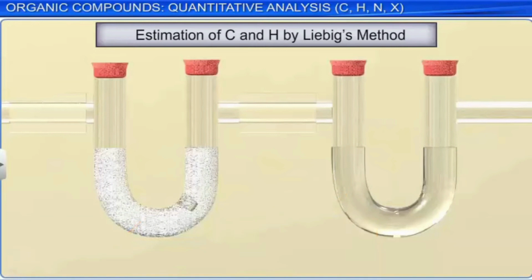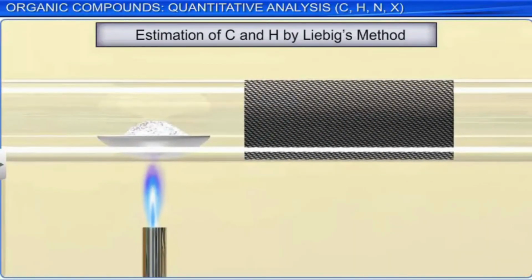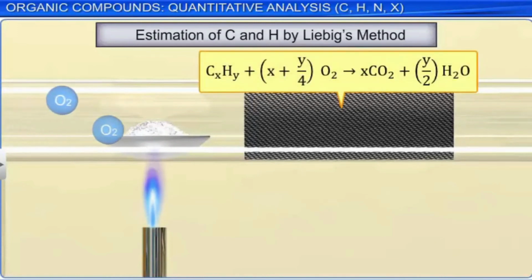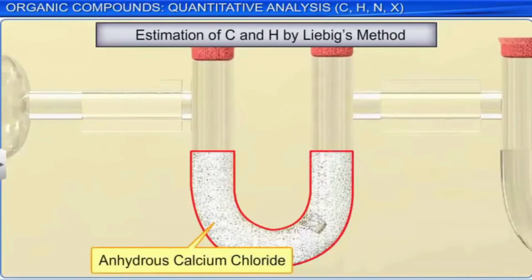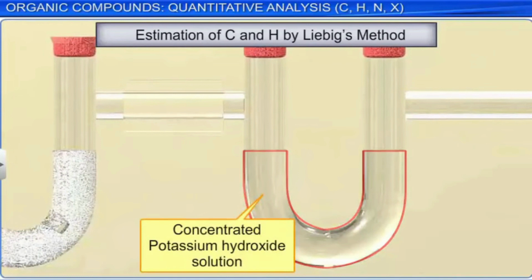Now, the combustion tube, along with the boat placed in it, is heated and pure oxygen is passed through it. As a result of combustion, carbon dioxide and water are formed. Water in the mixture is absorbed in the U-tube containing anhydrous calcium chloride, and carbon dioxide is absorbed in another U-tube containing concentrated solution of potassium hydroxide.